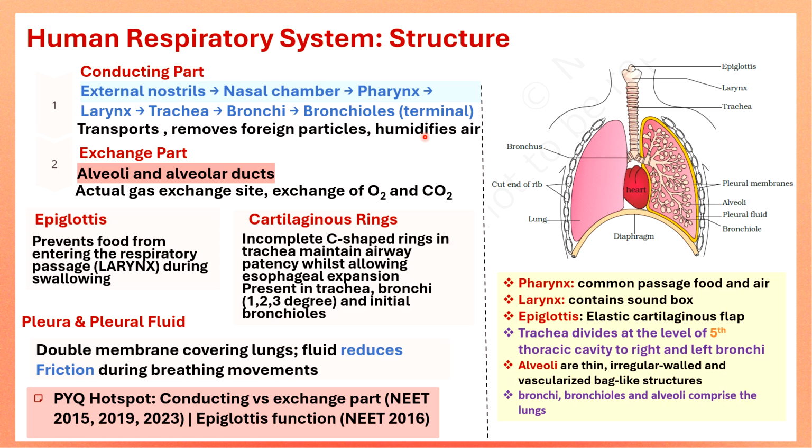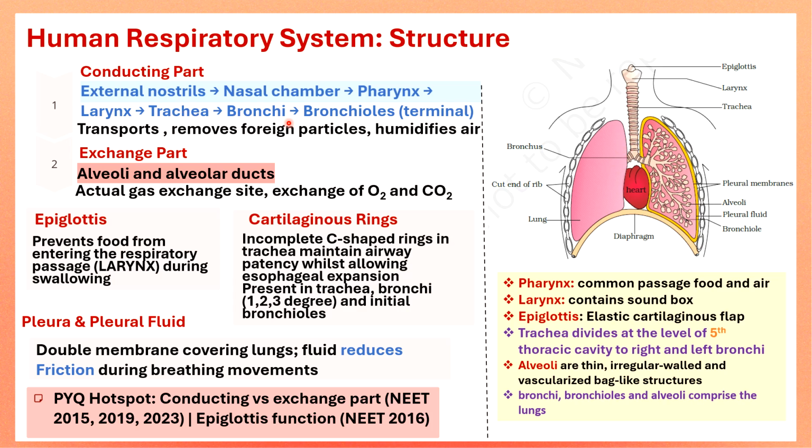And what is present inside it? The external nostrils, the nasal chamber, then the pharynx, which is the common passage of food and air. Then you have the larynx, which contains your sound box. Then you have the trachea. The trachea consists of cartilaginous rings, which are incomplete C-shaped rings, and they maintain airway patency while allowing esophageal expansion. When we eat food, the esophagus expands, and the patency of the trachea is maintained by the C-shaped cartilaginous rings. Now, this trachea at the level of the fifth thoracic vertebra divides into left and right bronchi.